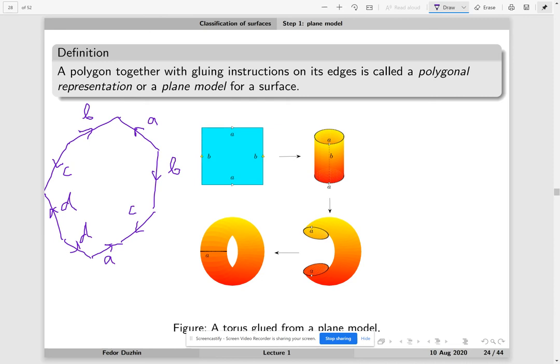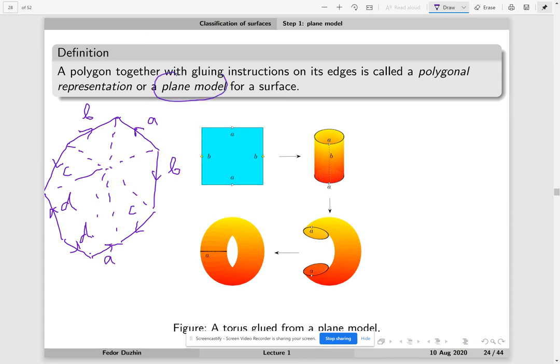So the reason is because it is made out of this initial triangle. So initially, we might have had a lot of different triangles. Probably, yeah, 8 triangles. We will just glue them according to instructions, one by one, and then in the end we would get something like this polygon. Now this polygon is called a plane model for a surface.